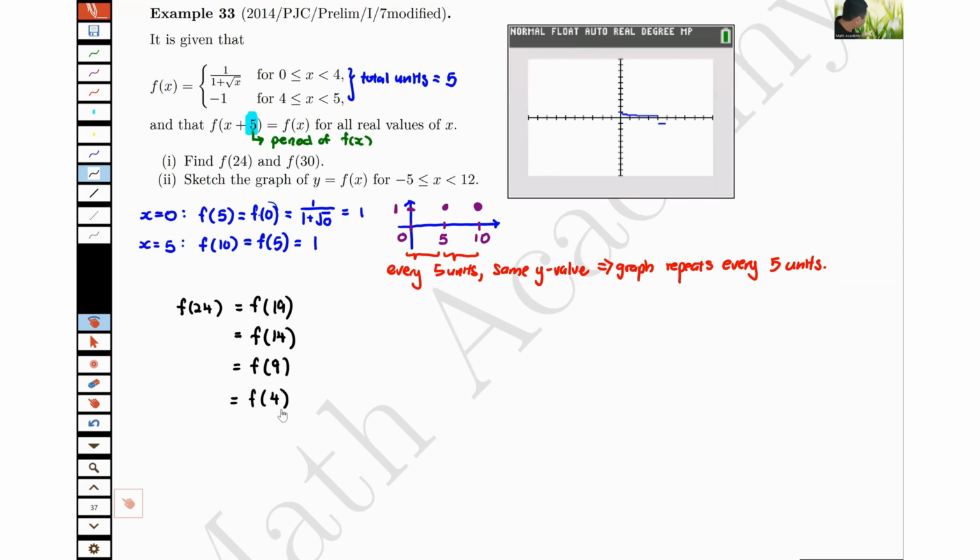Once we get to the value 4, you check which equation it belongs to. It belongs to the second equation here. So f of the value 4 will therefore be minus 1. We try to reduce that number so that we get to a number that is inside the current domain.